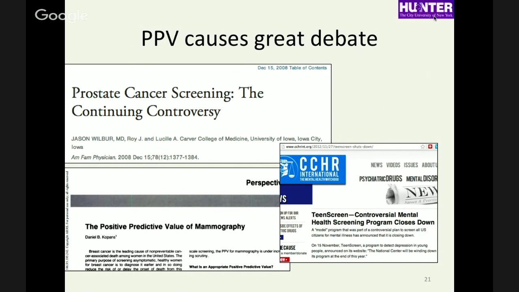PPV, as I mentioned, causes a lot of debate because useful tests being applied in a very low prevalence population produce a lot of false positives, and the cost of those false positives can sometimes be high. It can result in unnecessary surgeries, stress, and a mental health screening program. It could have other types of impacts on people's lives. These are mistakes that are made.